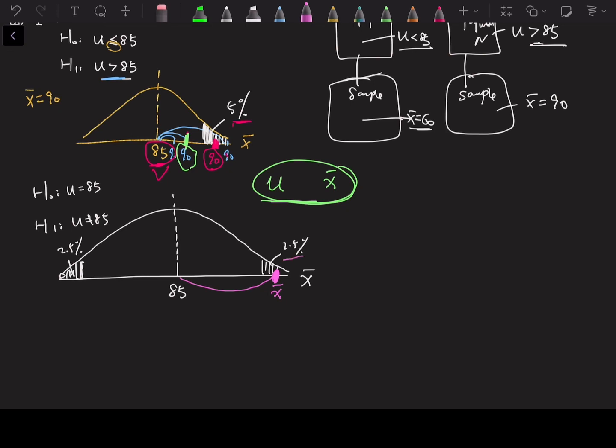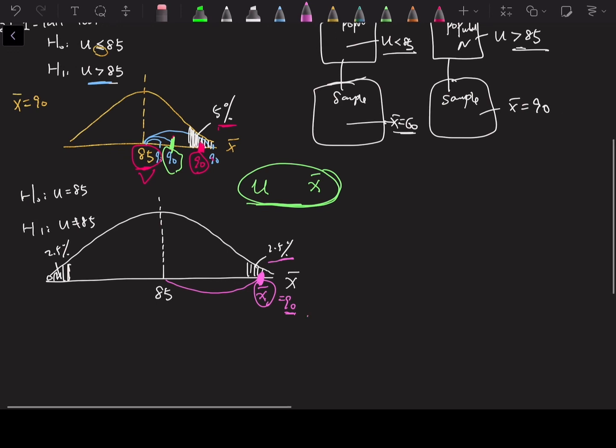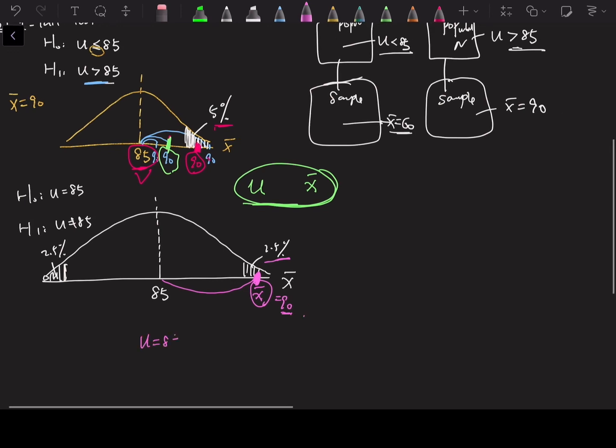There is just a less than 2.5% chance, less than 5% chance, that you observe an X bar this large, maybe 90. But it's still possible. It's not impossible, right? There is still a 2.5% or less, or less than 5%, chance that you have this large a sample mean. So maybe you just happen to select all the students with very, very high scores, and then it could happen, right? Even if the true population mean is 85, it's possible, but very unlikely.